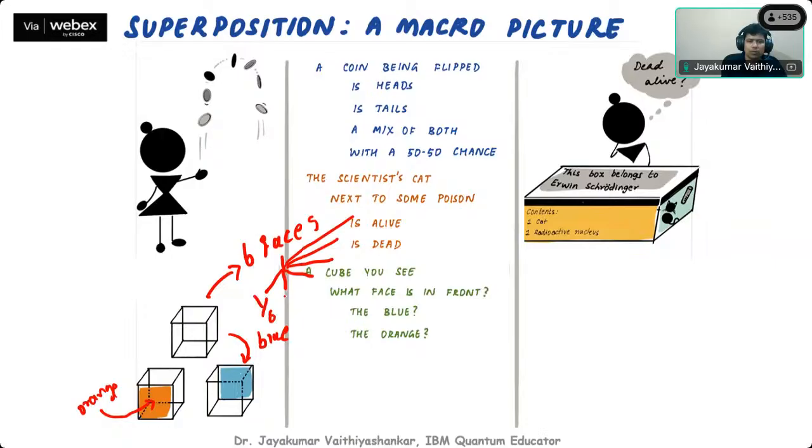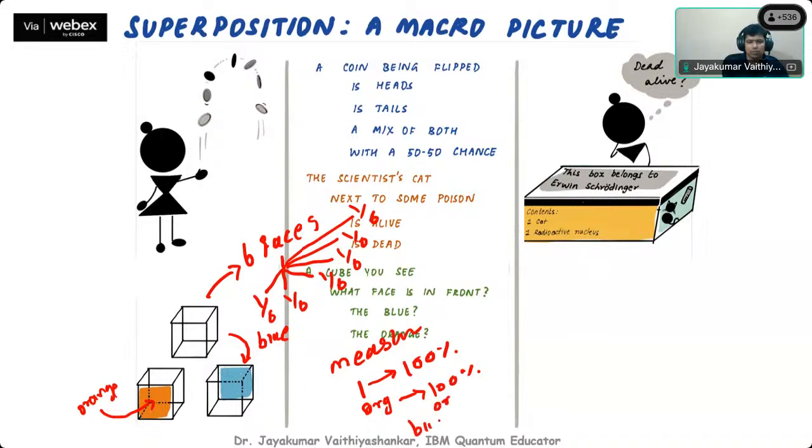So 1/6 probability each. This is 1/6, this is 1/6, this is 1/6. But when you do measurement, one probability will become 100%. One of the possibilities. Either orange is 100% or blue is 100%. So likewise, you can imagine 6 different colors, each face containing a different color.